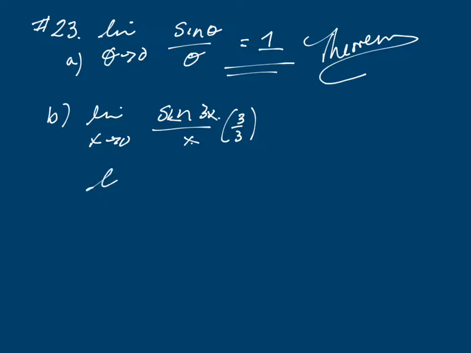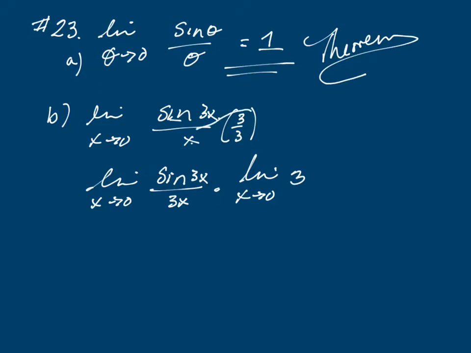And so now I can say the limit as x approaches 0 of sine 3x over 3x times the limit as x approaches 0 of 3. So what I did was I used this 3x and this, and I was left with a 3 out by itself. So this is equal to 1 times 3, which is equal to 3.